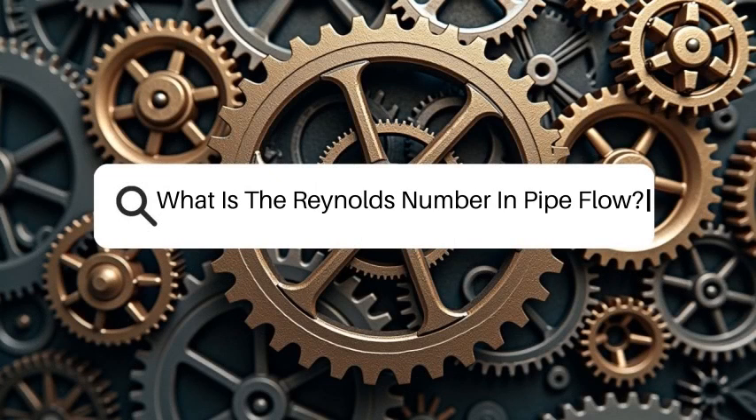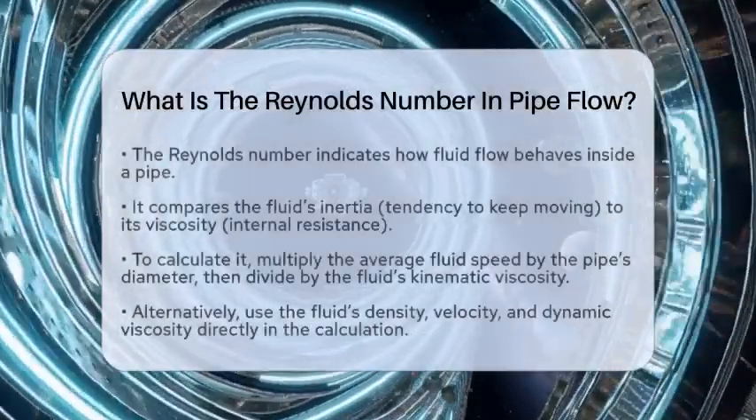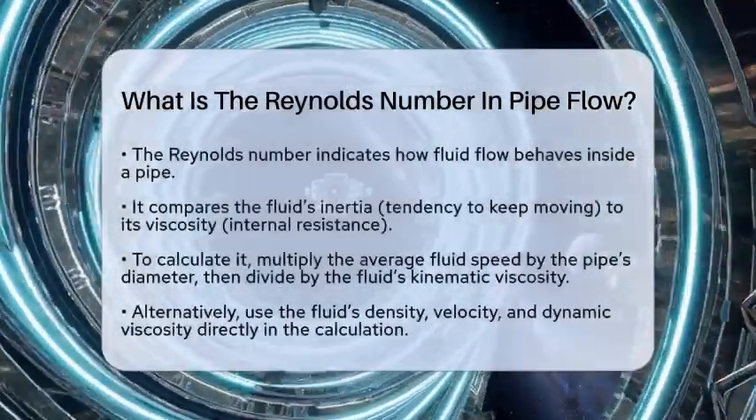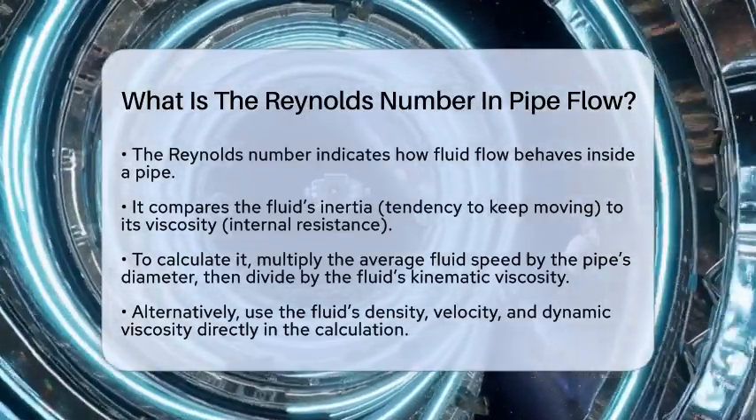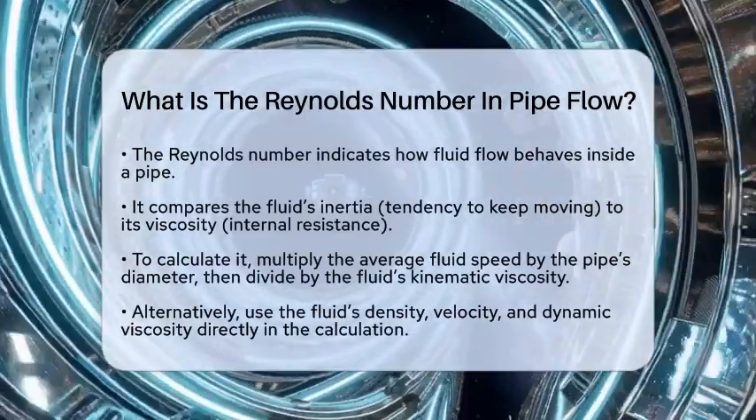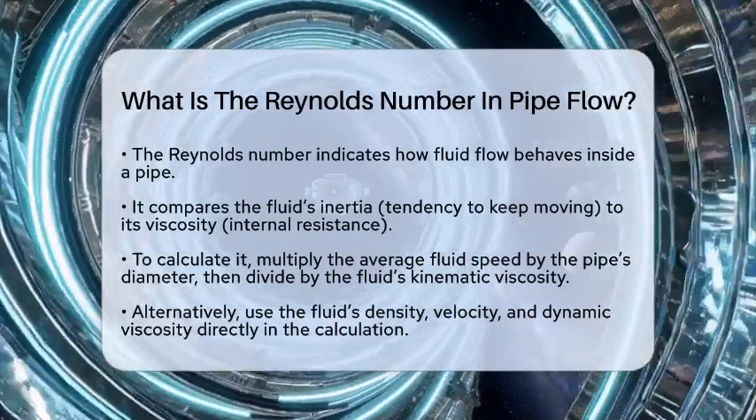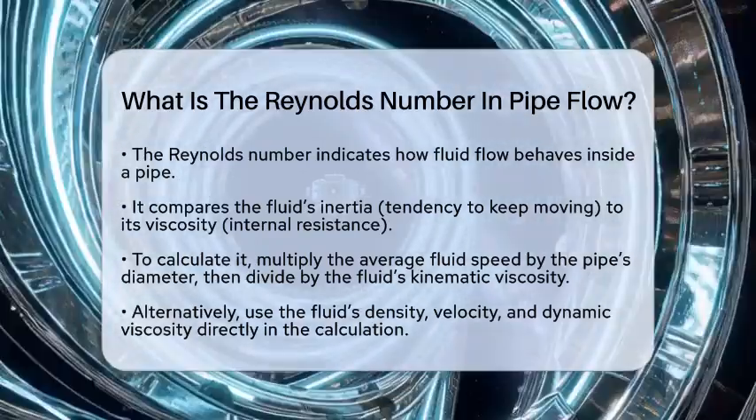What is the Reynolds number in pipe flow? Imagine water flowing through a pipe. Sometimes it moves smoothly, other times it swirls chaotically. What makes it change from one to the other? That's where the Reynolds number comes in. It's a simple way to tell us how the flow behaves inside a pipe.